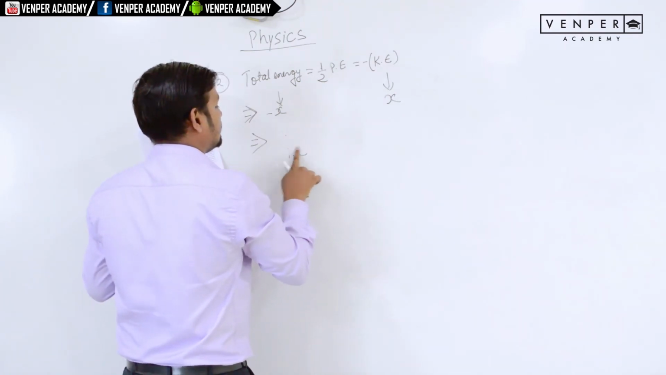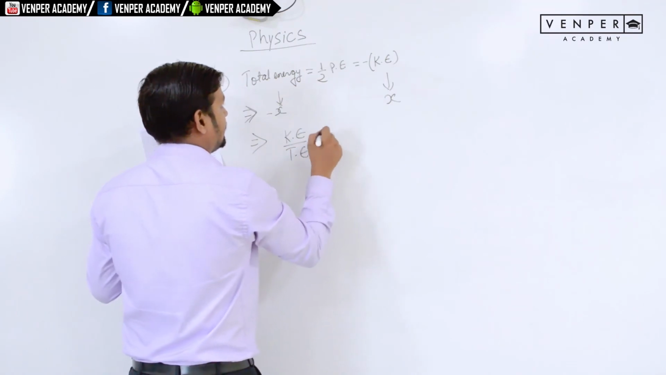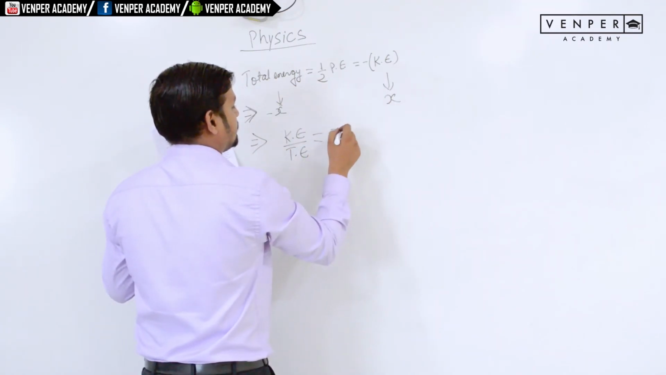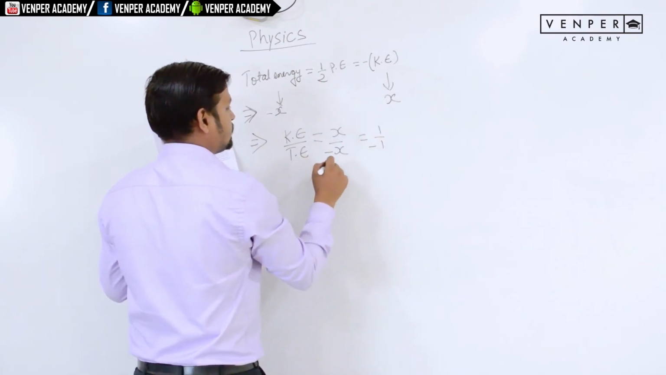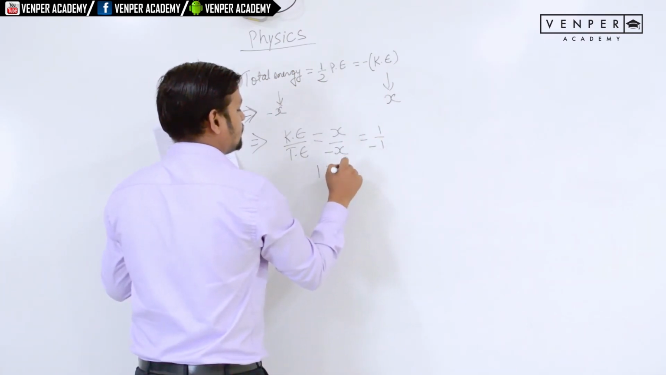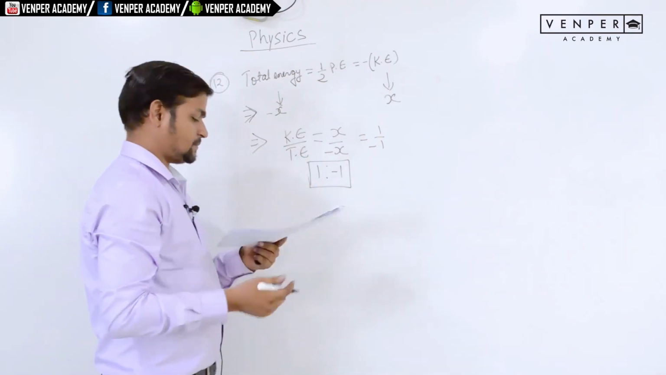So they are asking the ratio of kinetic energy to the total energy, which is equal to x upon minus x. So this is equal to 1 upon minus 1. So ratio is 1 is to minus 1. So your answer is fourth option.